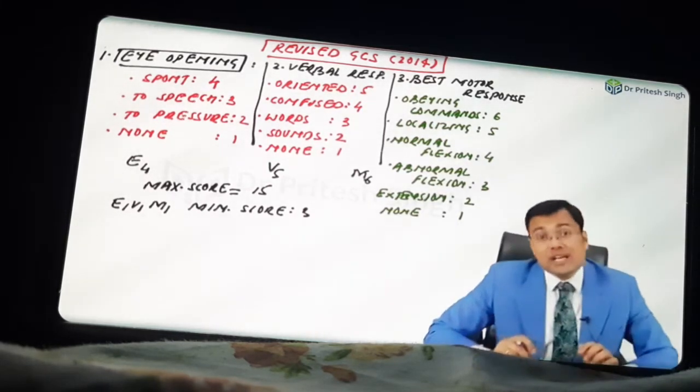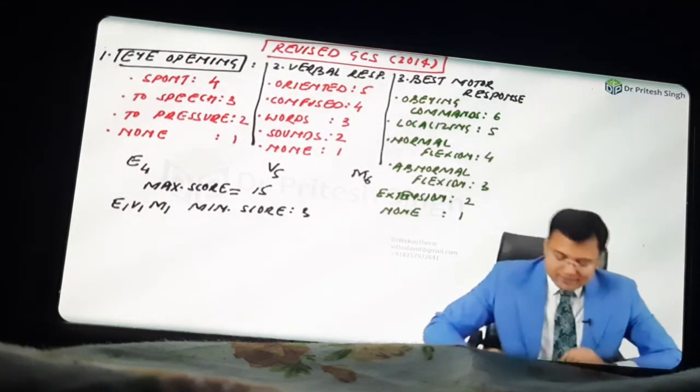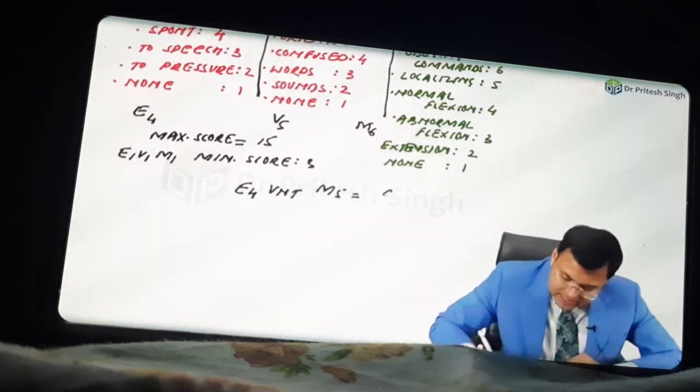And in right upper limb, patient is not able to move the limb, might be because of fracture. But best motor response, so in left upper limb, since patient is localizing pain, it is 5. So what will be the score? You can see E4, VNT, M5. So the total score is 9.